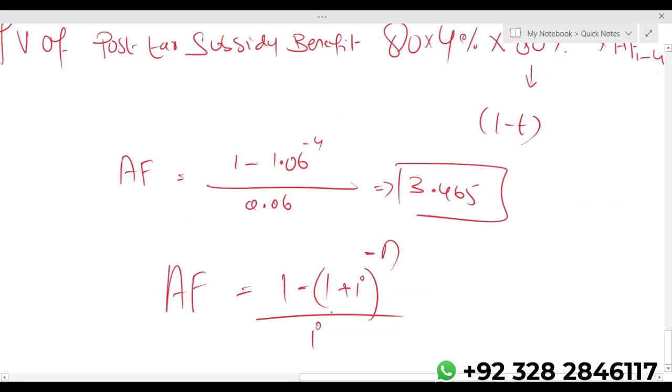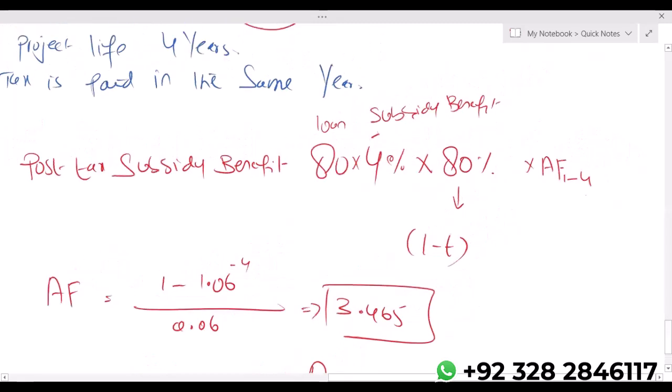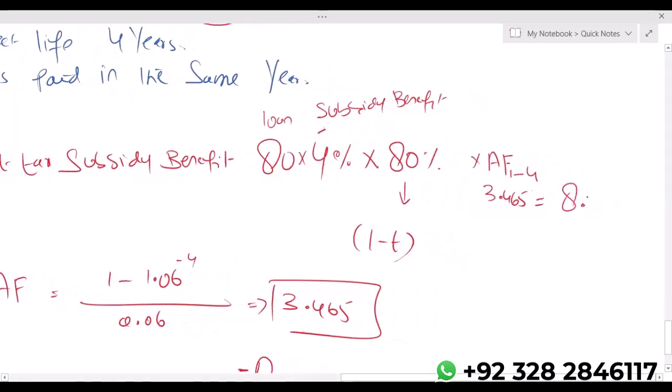So I'm getting 3.465. So what are we going to do? Here we'll multiply this with 3.465. Now let me just use the calculator. 80 million into 4% into 80%, then into 3.465. Students, I'm getting the answer 8.87.